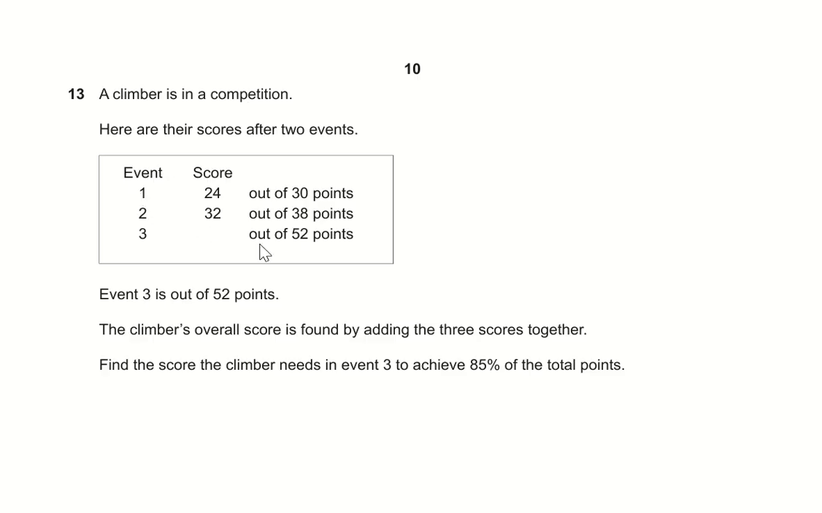Okay, first one out of 30, second one out of 38, and the last one is out of 52. The climber's overall score is found by adding the three scores together. Find the score the climber needed in event 3 to achieve 85% of the total points.